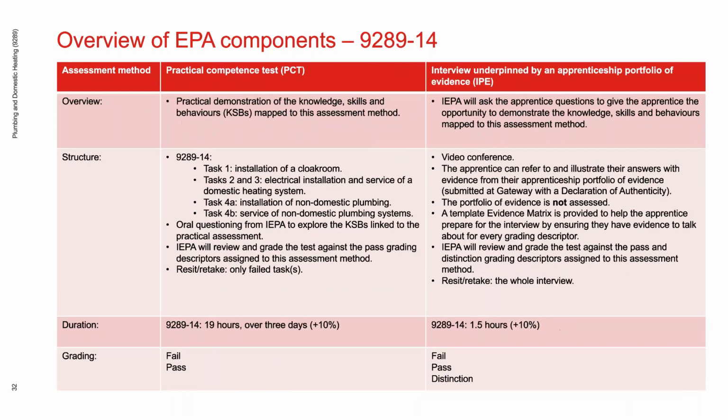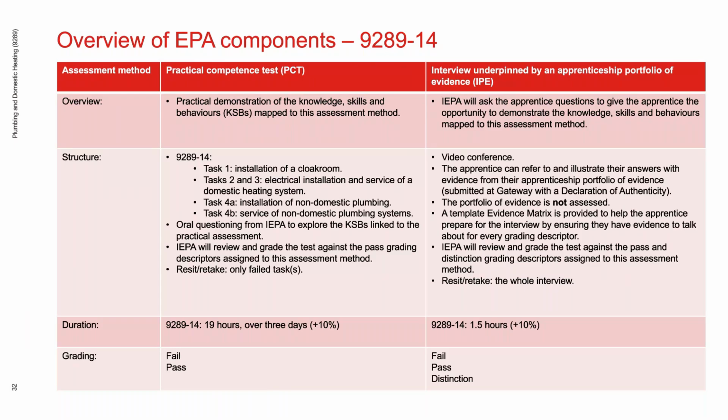Practical competence test. So again, this is slightly different from the 928-9. Although they will complete the installation of the cloakroom, task 1, and task 2 and 3, the electrical installation and service of the domestic heating system, they've got the additional task 4A, installation of non-domestic plumbing, and task 4B, service of non-domestic plumbing systems. There is oral questioning from the EPA to explore cases linked to the practical assessment. The EPA will review and grade the test against the pass grading descriptors assigned to the assessment method.